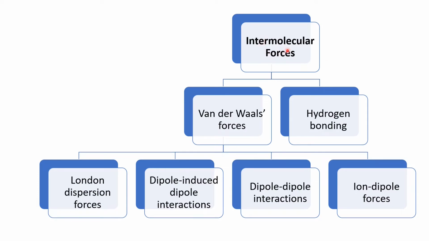Now let's see the types of intermolecular forces. Intermolecular forces are basically of two types. First is van der Waals forces and another is hydrogen bonding. The van der Waals forces can be further divided into four types. First is London dispersion forces. Second is dipole-induced dipole interactions. Third is dipole-dipole interactions. And the fourth is ion-dipole forces. Now let's see more about these types in detail.